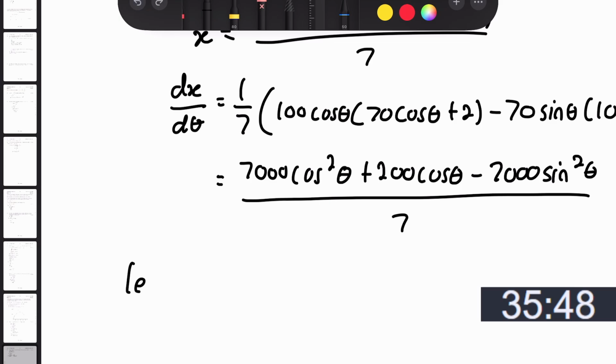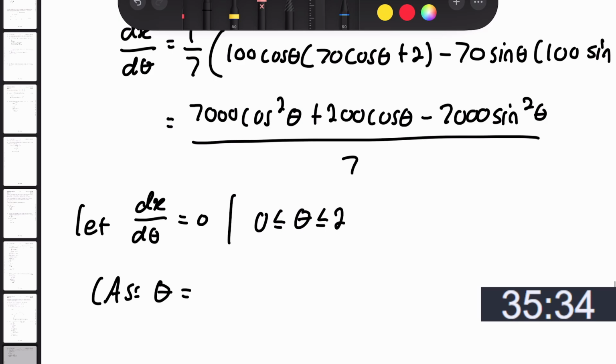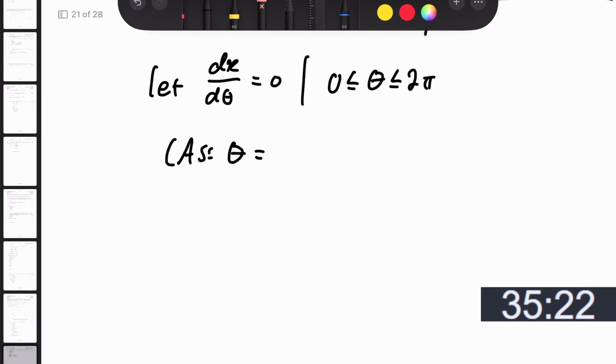We say let dx d theta equal 0. Given that, theta is going to be between 0 and 2 pi. Let's see what this equals. So we solve it equals 0, given that 0 less than x less than 2 pi, just because I want to keep it sane. Then my angle. Please don't give me two angles. Oh, it gave me two angles. Oh, it gave me a lot of angles.